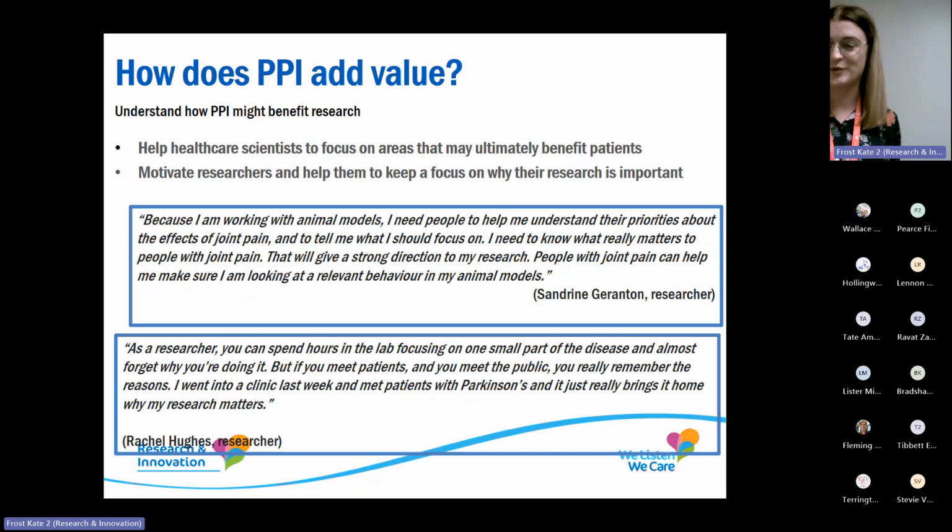The quote here is from a researcher who spends hours in a lab focusing on a small part of a disease: you can forget why you're doing it. So it's getting back to that bigger picture. Why am I doing this, and what's the ultimate goal, the endpoint for me here?